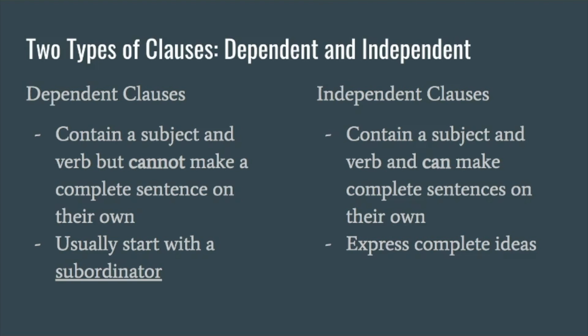So, with clauses, there are two types of clauses. You have dependent clauses and independent clauses. Dependent clauses contain a subject and a verb, but they cannot make a complete sentence on their own. They depend on an independent clause to exist. Dependent clauses usually start with a subordinator, which we'll go over on the next slide. Independent clauses contain a subject and verb and can make their own complete sentences, and they express complete ideas.